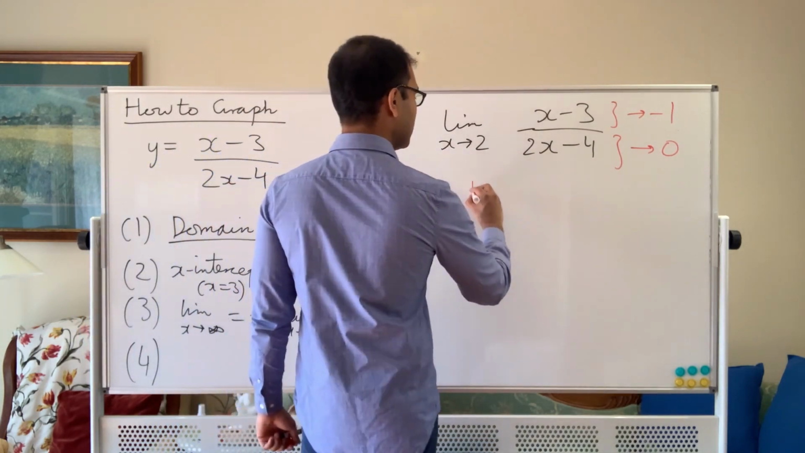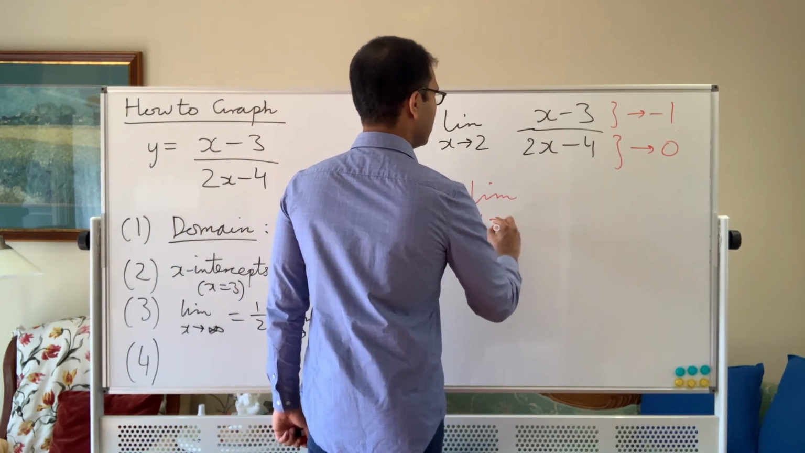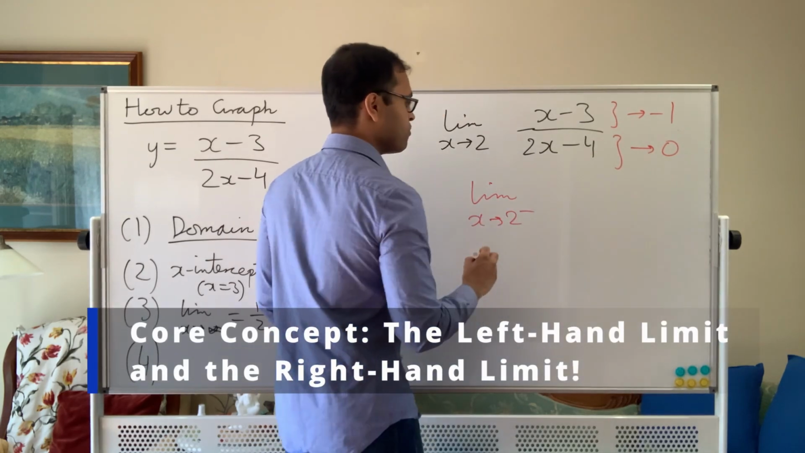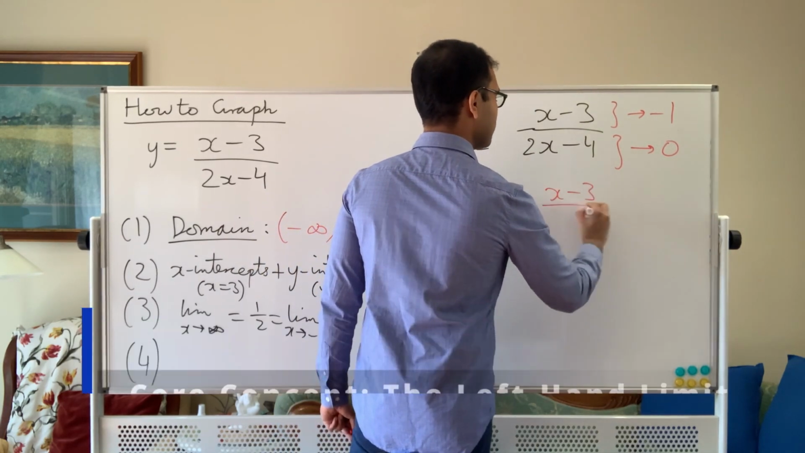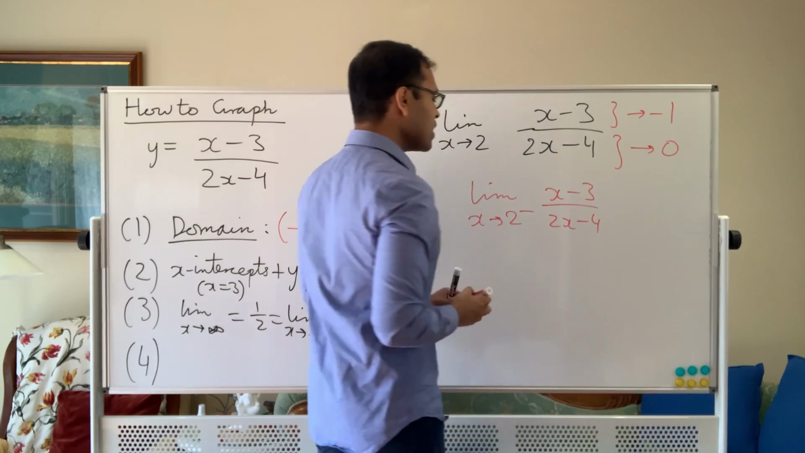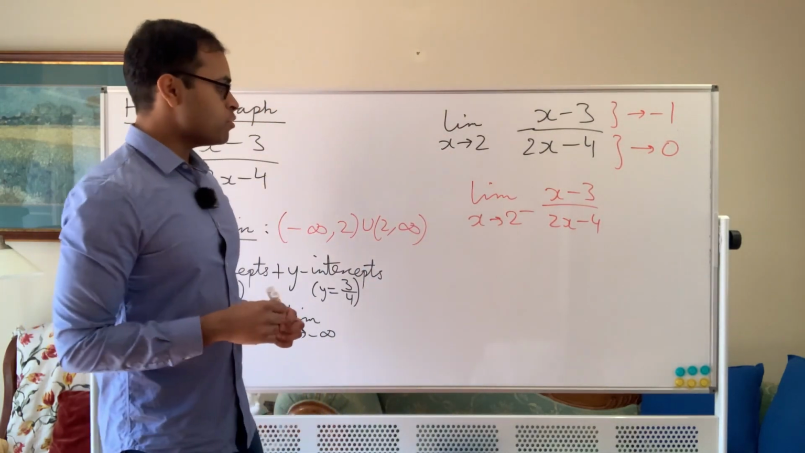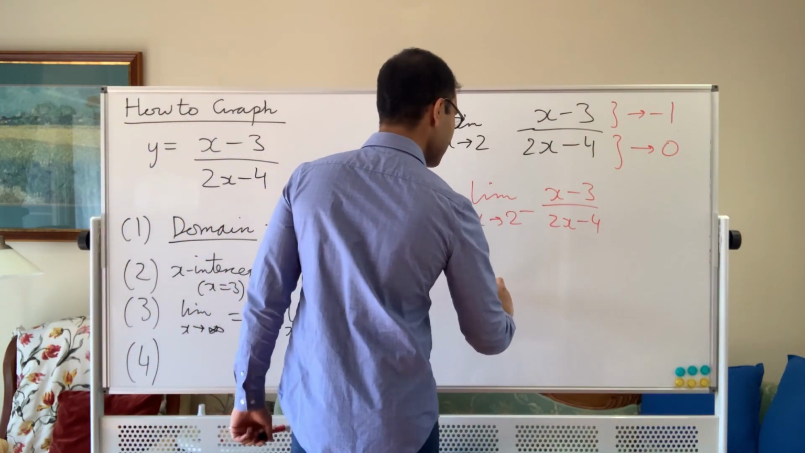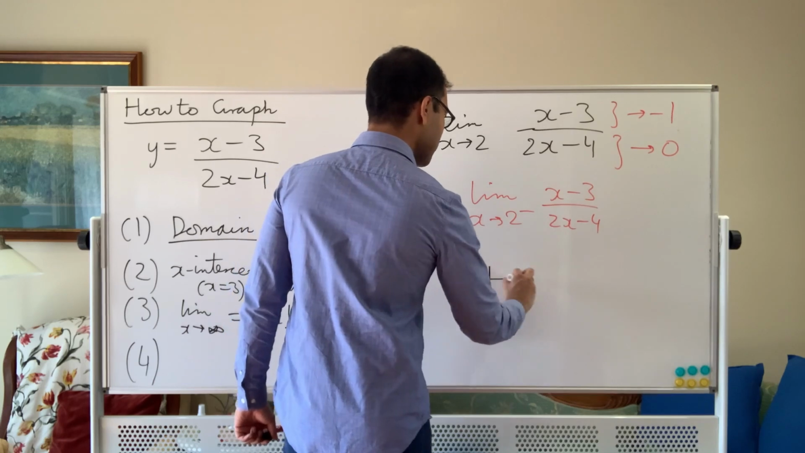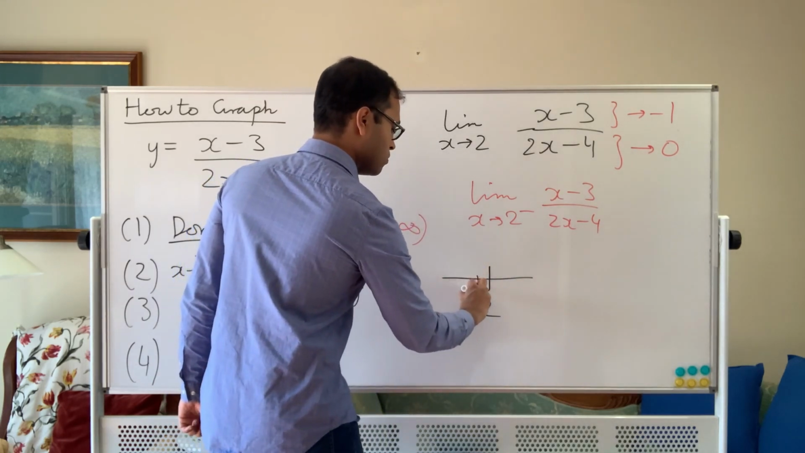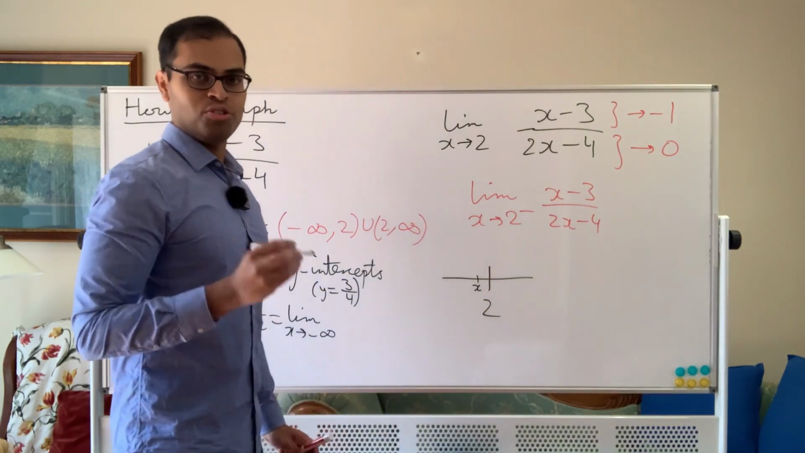So with the right-hand limit, so let's do the left-hand limit first maybe. The limit as x approaches 2 from the left of (x minus 3) divided by (2x minus 4). What's going on here is that when x is approaching 2 from the left, that means on the number line you have 2, and x is going to be less than 2, but close to 2. Close to 2 but less than 2.